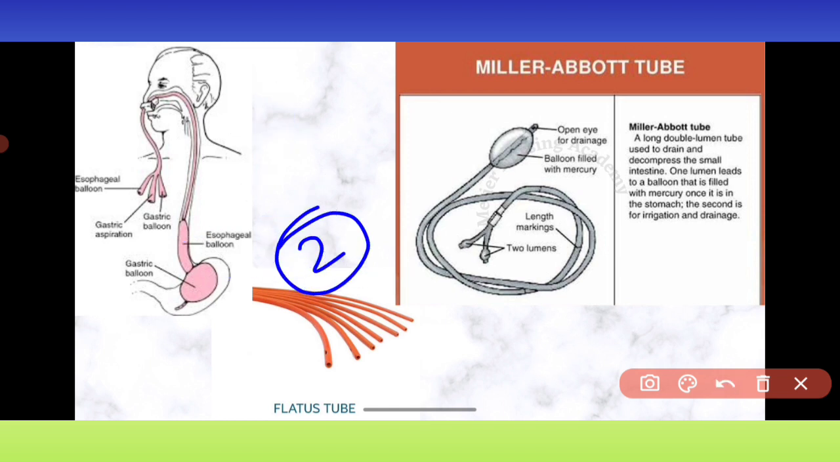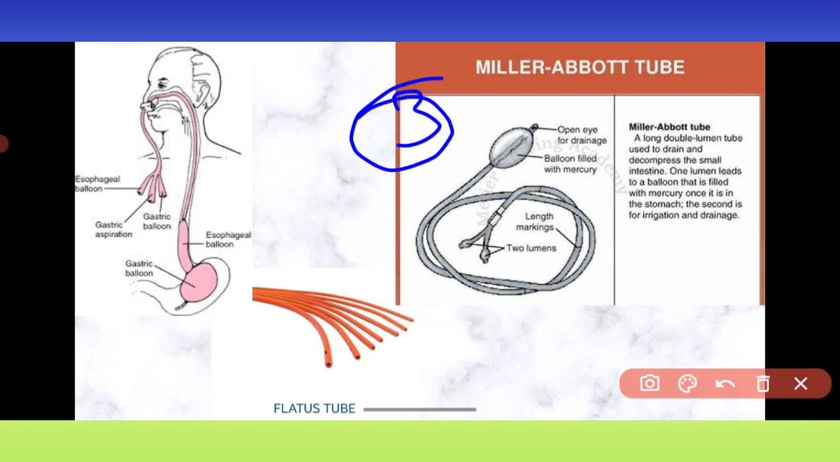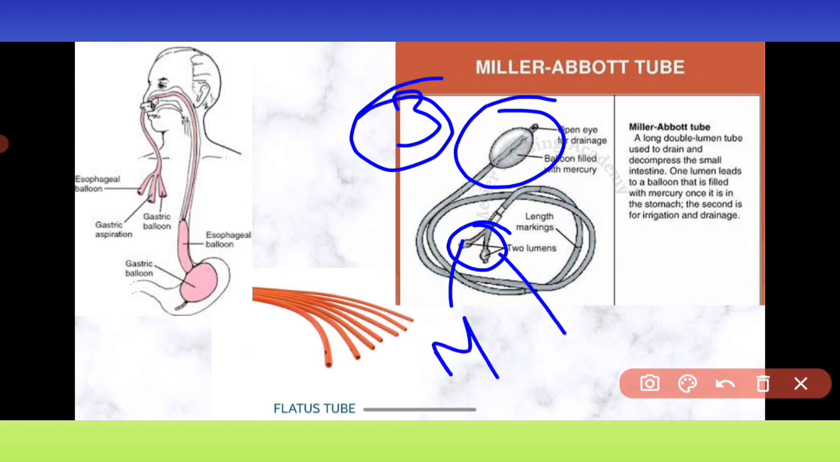The second one is flattest tube. There are different French sizes available in the flattest tube. It is also called what? Colon or rectal tube. And the third one is Miller-Abbott tube. Here two lumens are present. This is the external part and this is the internal part. This internal part will go inside the intestinal system. Of these two lumens, one lumen is for inserting the mercury and the second lumen is for irrigation and drainage. So what is the use of the mercury?